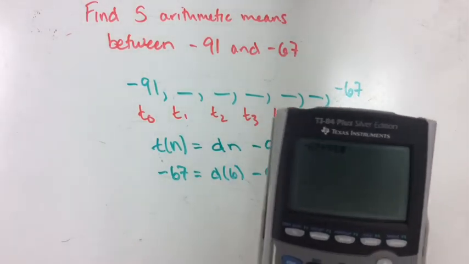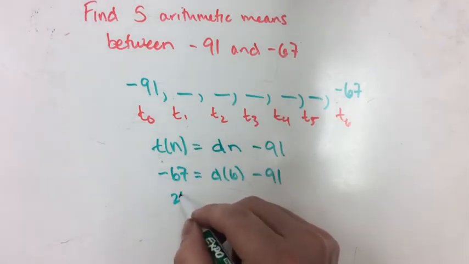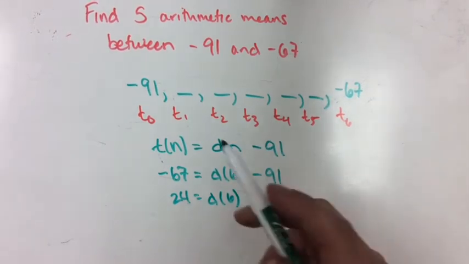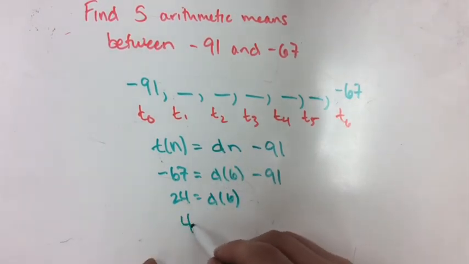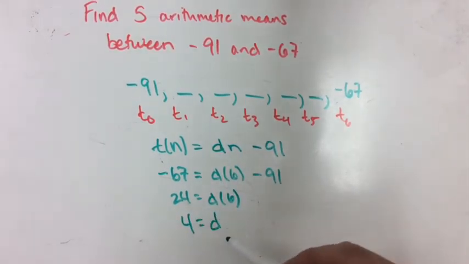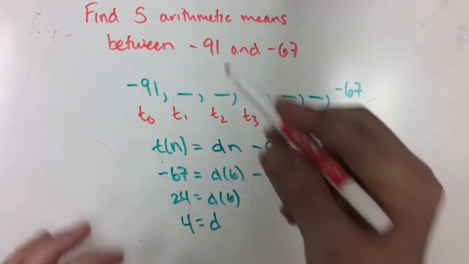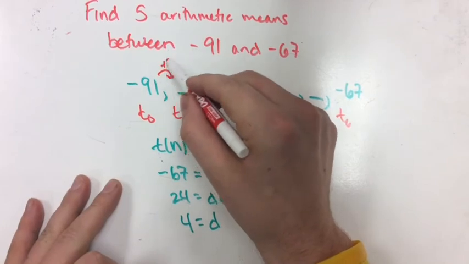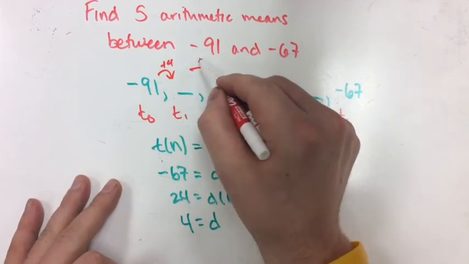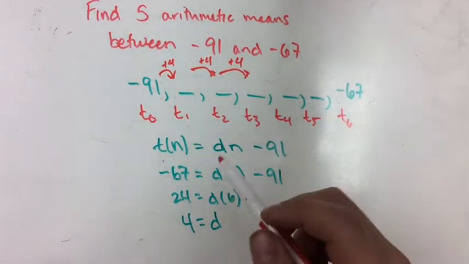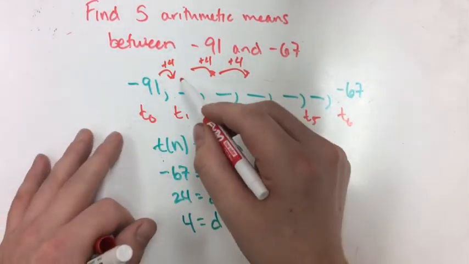-67 plus 91 is going to be 24, equals D times 6. Divide by 6, I'll find out that 4 equals D. So my difference generator is 4. So in theory, if I add 4 every time going up, I should hit -67.